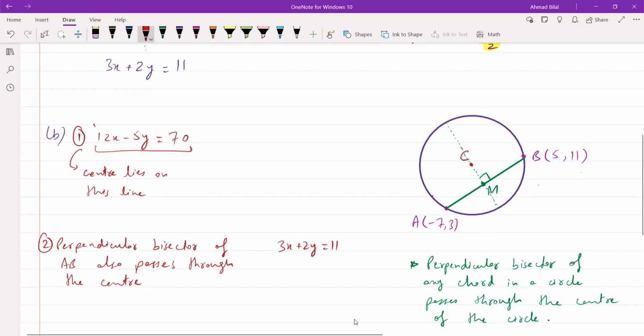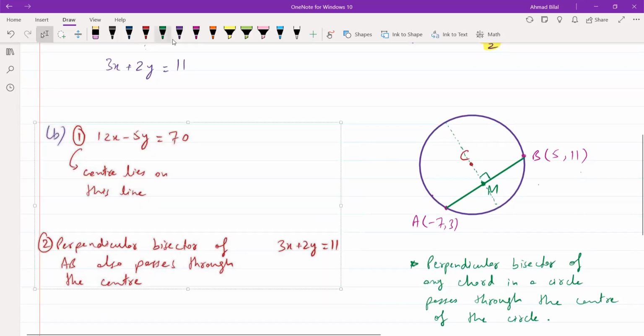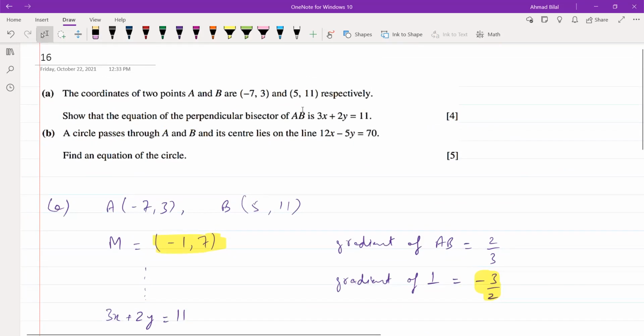The center of the circle lies on this line, and this line also passes through the center of the circle. We have two lines that both pass through the center. How can you find the coordinates of the center now? By solving them simultaneously, right? That gives us the coordinates of the center of the circle. Then the rest is straightforward. Once you have the center, you can find its distance from either A or B. You will have the radius, and you can write down the equation of the circle.